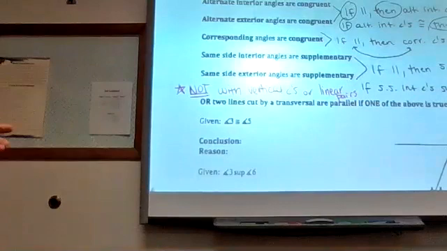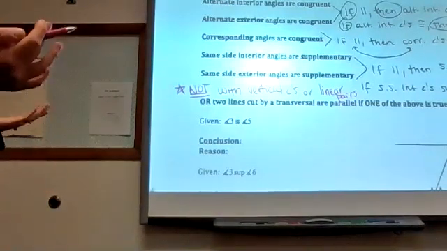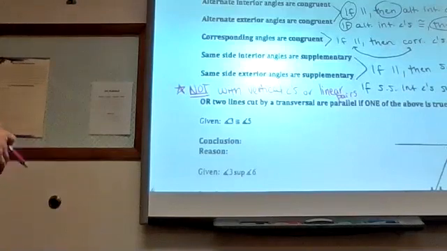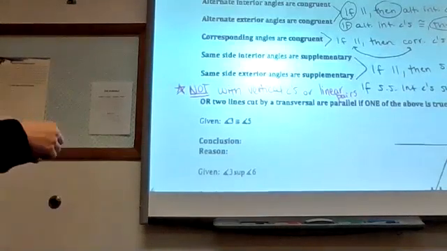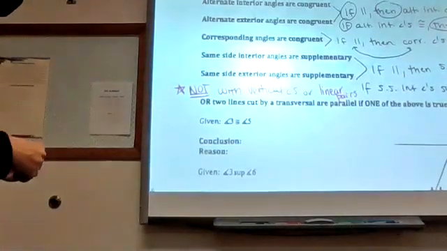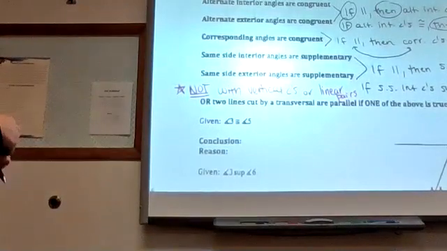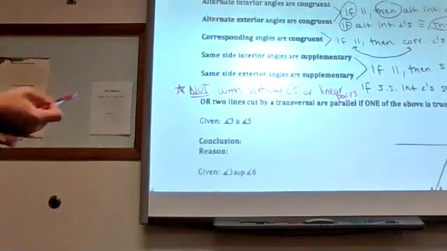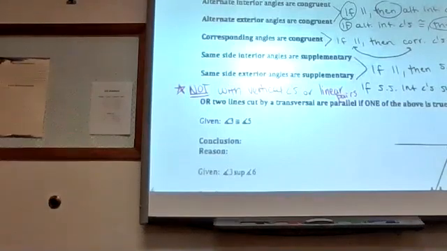Or if you're using that angles are supplementary because they're creating a line, then your reason is just that they're a linear pair, okay. You could write a whole sentence if you wanted to: angles that create a line will total 180. So that would not be an if-then statement. That's just true, okay?